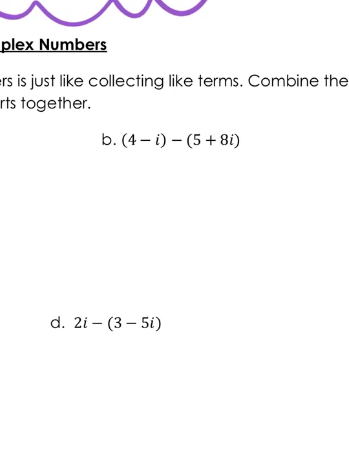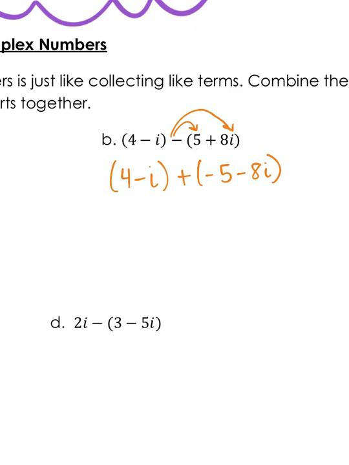All right, for B, I'm going to go ahead and distribute this negative. I prefer that. If you like to just subtract, that's fine. But I'm going to go ahead and subtract that negative. So I've got 4 minus i. Now this is going to become a plus. This becomes -5 minus 8i.